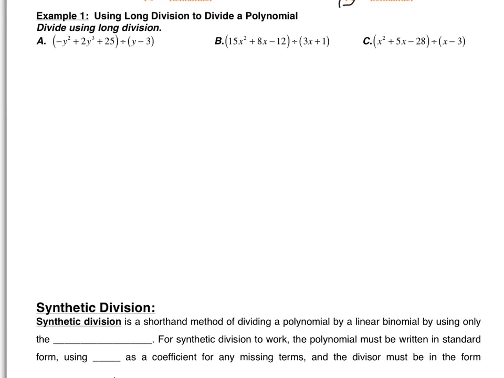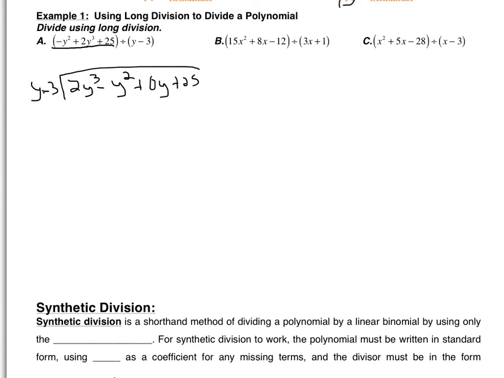The first thing we need to look at is that our original is in standard form. Anytime there is an exponent that is missing, we need to fill it in with a 0. So as we're looking at our polynomial right here, we have 2y cubed, so let's start off with 2y cubed, and then we have minus y squared, and then we don't have a y, so we need 0y, and then plus 25, divided by y minus 3.